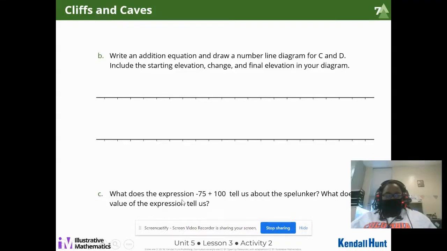Now C says, what does the expression -75 plus 100 tell us about this spelunker? So in context, did they go up? Did they go down? And how far? And that's basically how you would answer C.